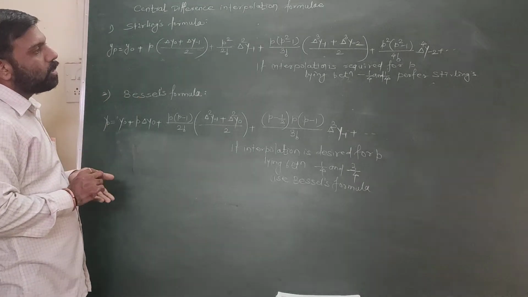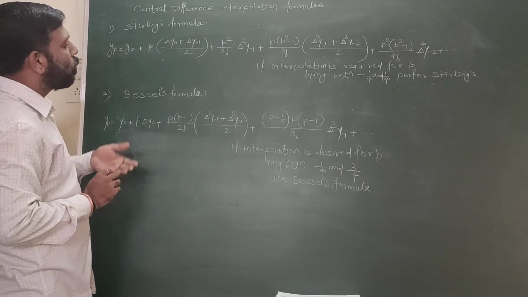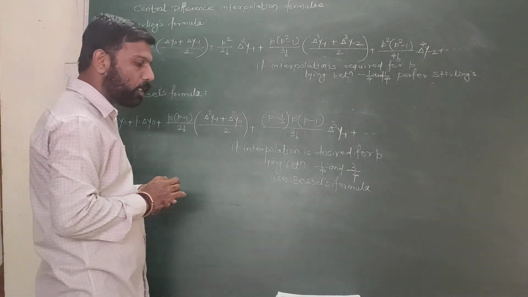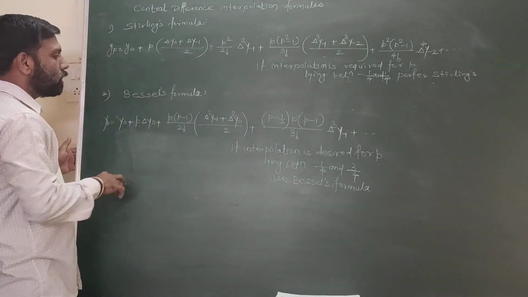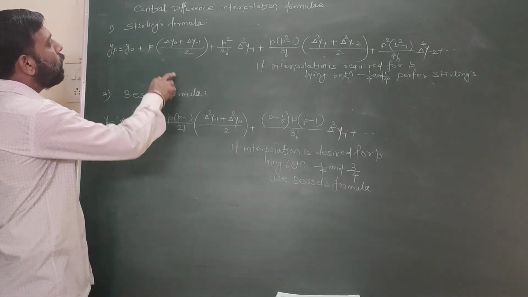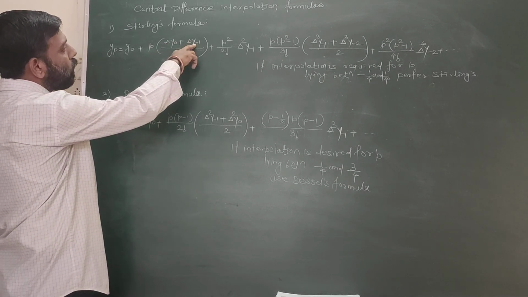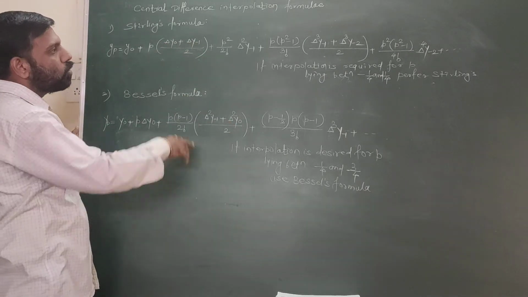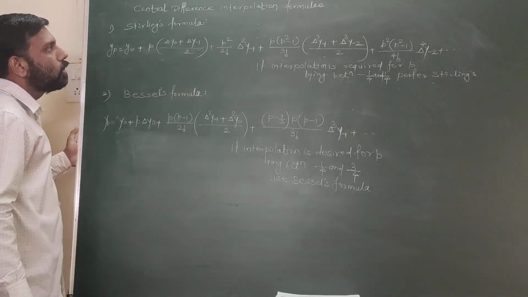Now these two formulas we use directly while solving the problem. If the formula is mentioned in the problem, if the question is for Stirling, then we use Stirling's formula. If the question is for Bessel's, we use that formula. Where these notations, we know del of y0, and the notation del of y of -1 is well understood in the difference table. So this formula we discussed here.